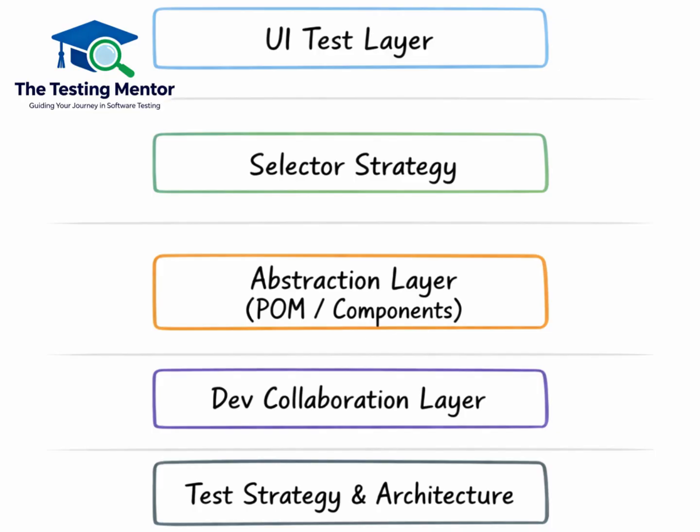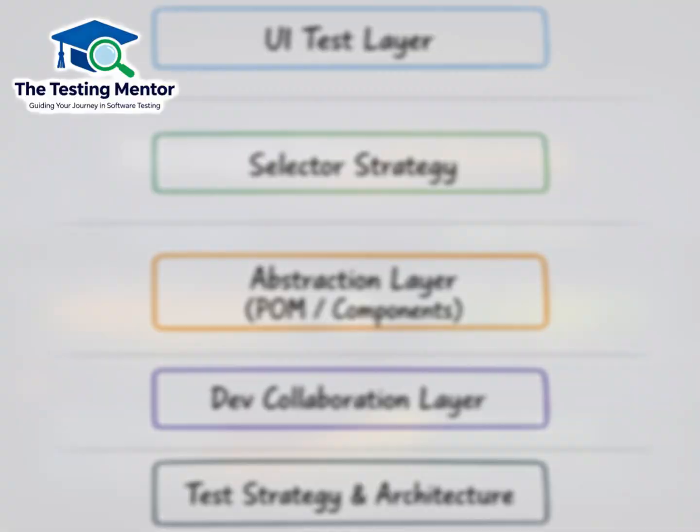A senior SDET approaches this in layers. Layer 1 would be stable selector strategy. Layer 2 is collaboration with front-end team. Layer 3 is proper abstraction design. Layer 4 is resilient synchronization. And layer 5, reduce UI test scope. If you explain in layers, you signal architecture maturity.